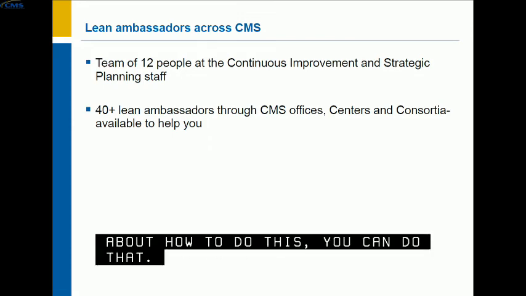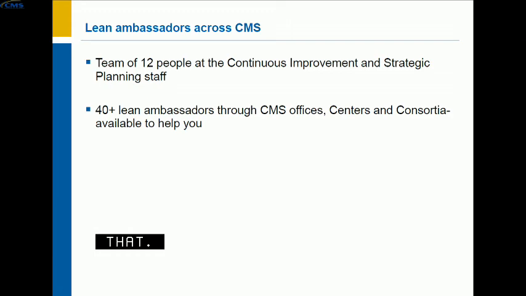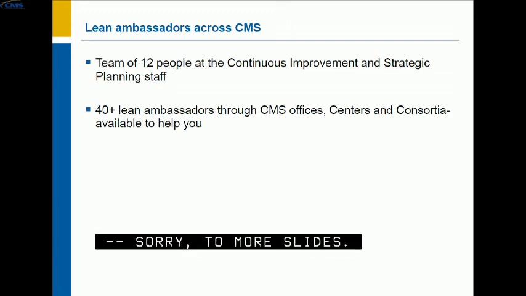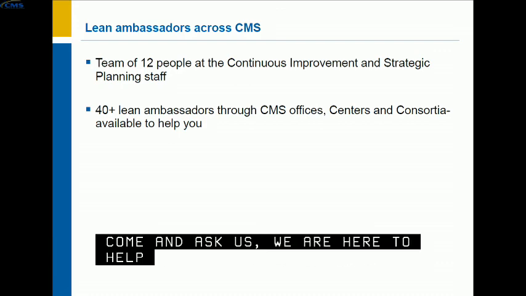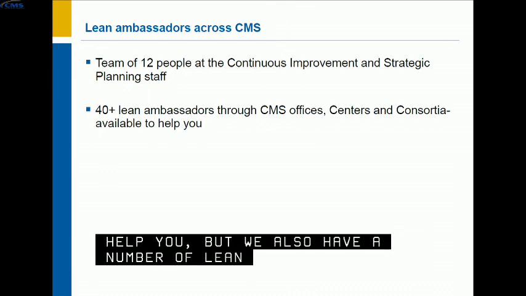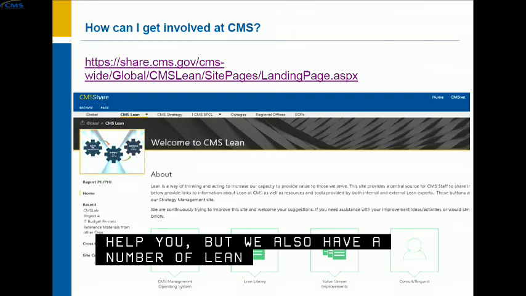We have our CISP team of 12 people in the Continuous Improvement Strategic Planning staff. Come to us, ask us, we're here to help you. But we also have a whole number of Lean ambassadors throughout CMS, people that are trained, that are available and often know your group and your area and your work. And here's how to get a hold of us.